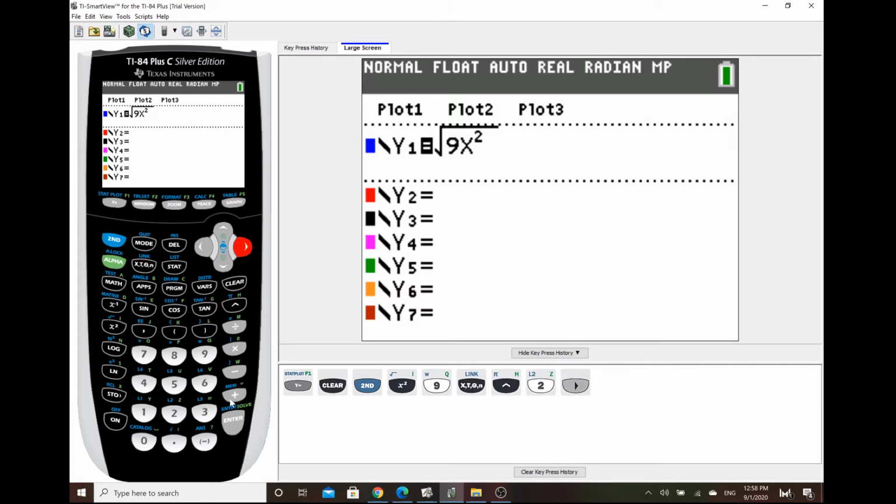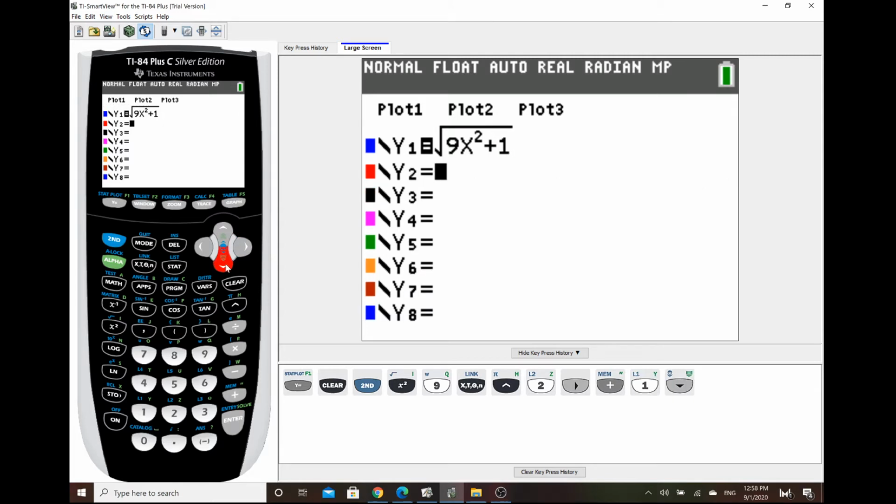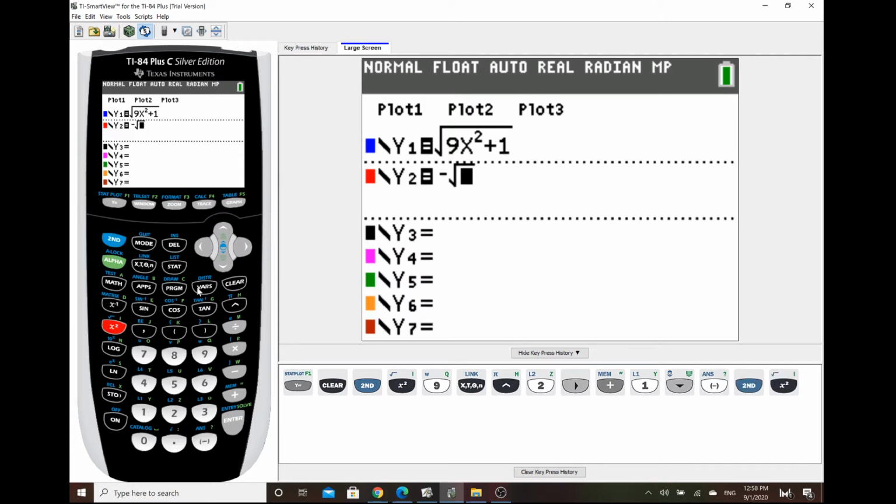Okay, bring down the cursor. And now what about for y2? For y2 we want to put in the negative. So minus second square root 9x squared, 9x caret 2. Again, bring the cursor back down here. Plus 1.